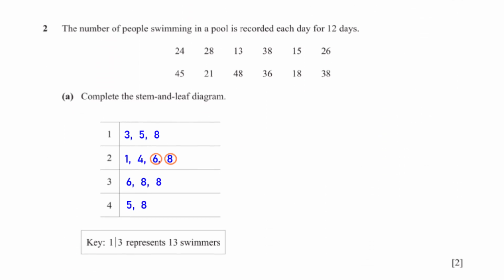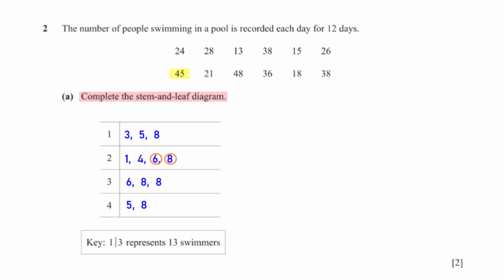The number of people swimming in a pool is recorded each day for 12 days. Complete the stem and leaf diagram. The key has been given as 1/3 represents 13 swimmers. For 24, the first number is 2, which means we need to come to this line and write the number after 2, which is 4.